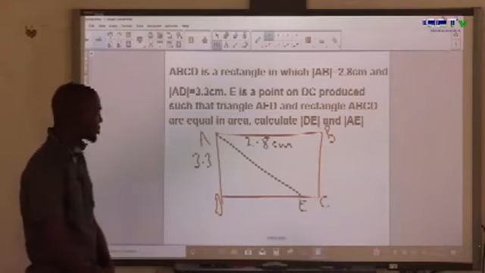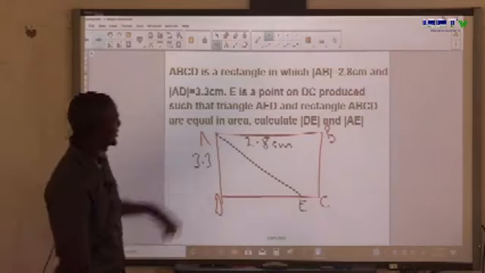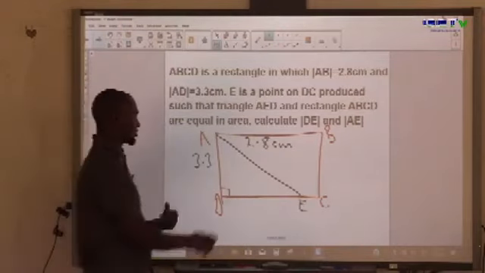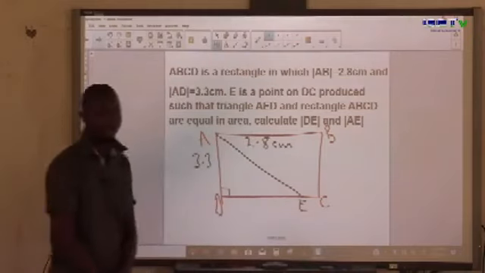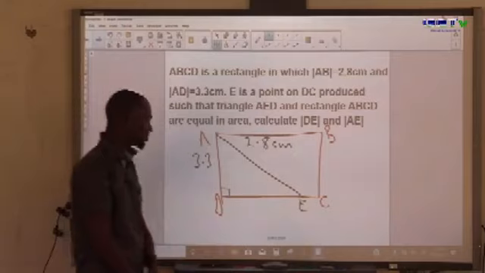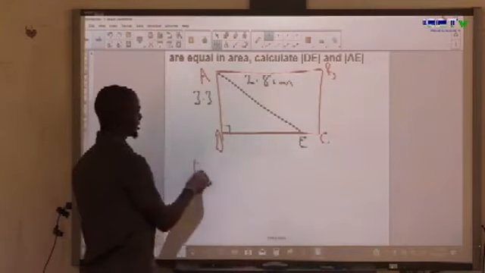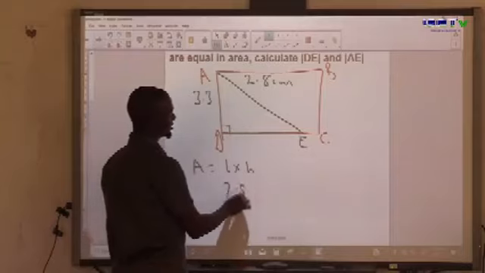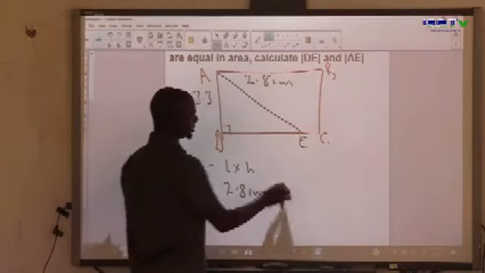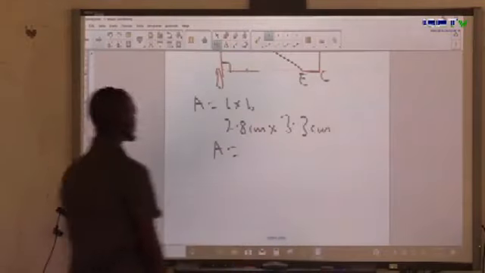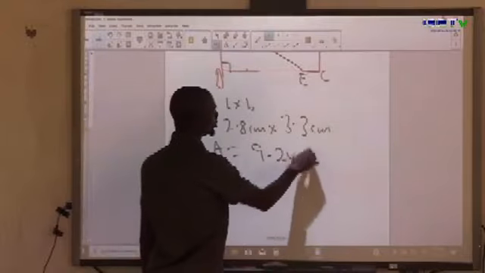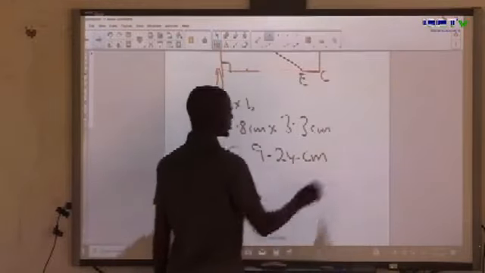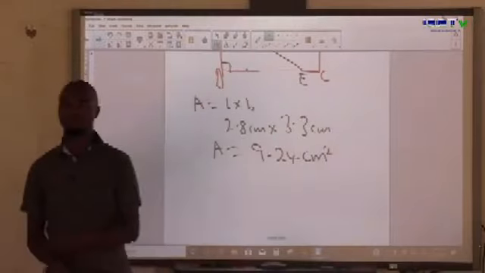How do we get this? First, DE, we have this as 90 degrees, it is a right angle triangle. This one here, you can find the area of the rectangle. Area of rectangle is length times breadth. The length of the rectangle is 2.8 centimeter times 3.3 centimeter. That is 9.24 square centimeter. This is the area of the rectangle.